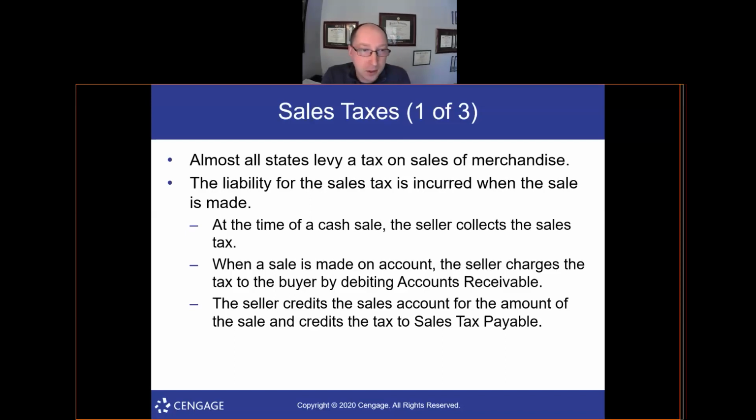Sales tax is incurred at the time of the sale. The seller collects the tax from the customer. When a sale is made, the seller charges the proper tax by debiting accounts receivable and crediting sales tax payable.